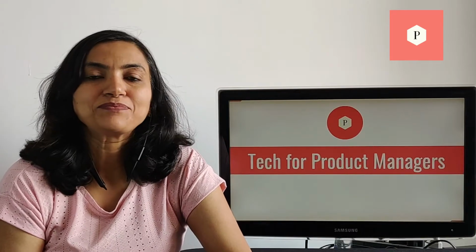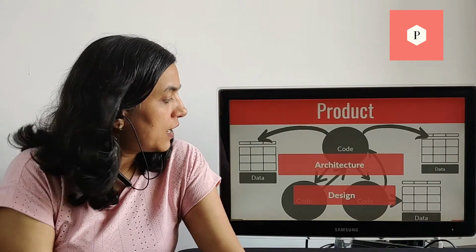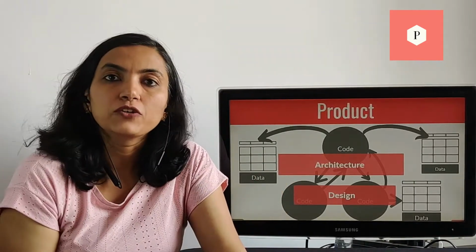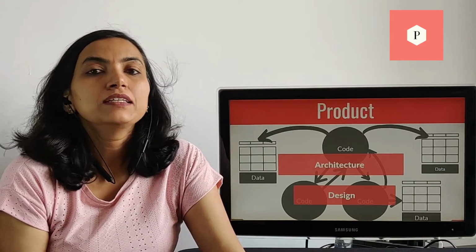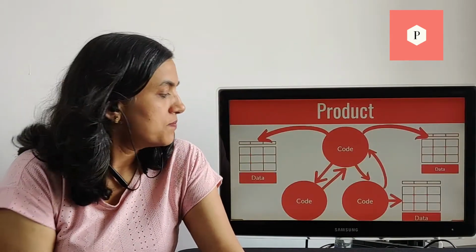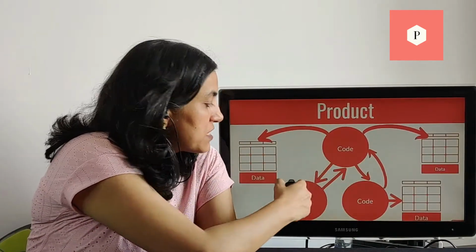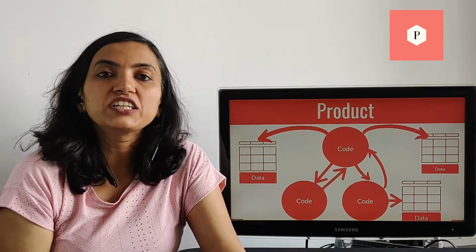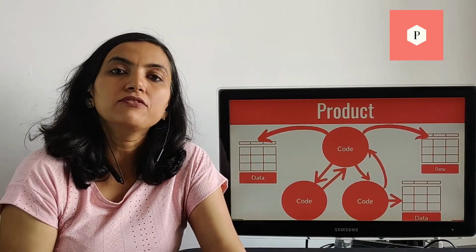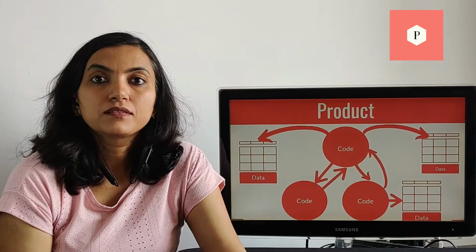In this episode, we will continue with the theme that we had started in the last one, that is tech for product managers. In the previous episode, we took a look at the architecture and design of the code, and you would recall that in any real world system, there are multiple pieces of code that talk to each other and work with each other to give a complete experience.